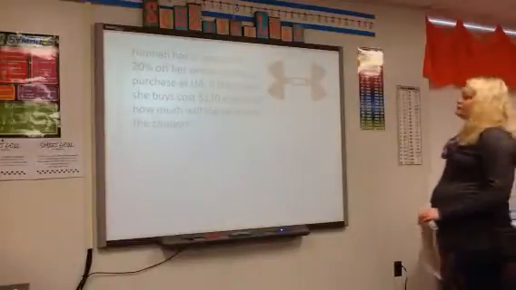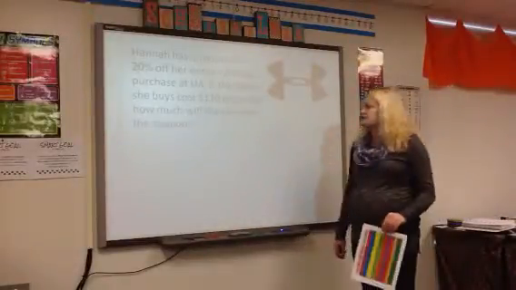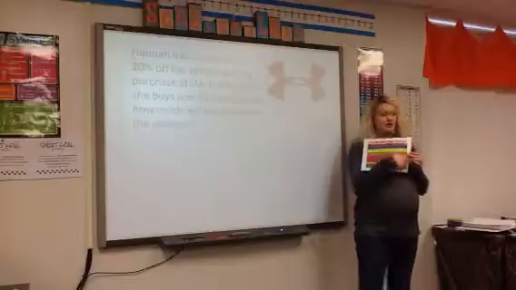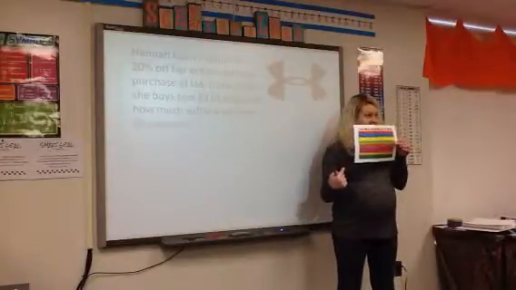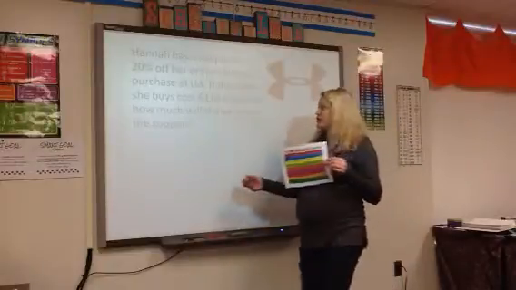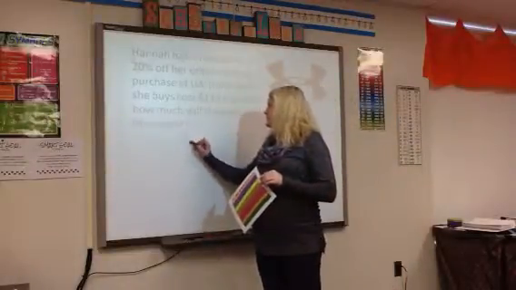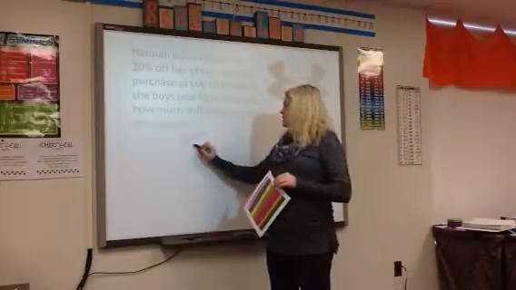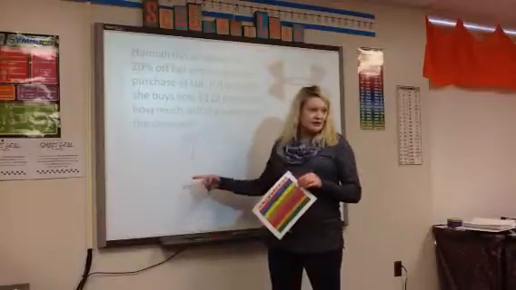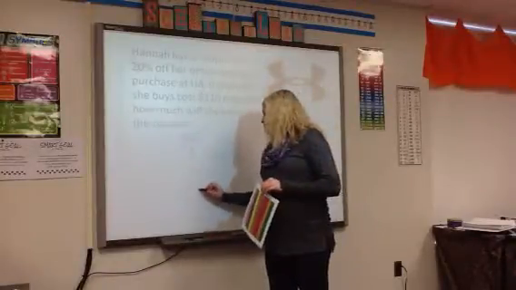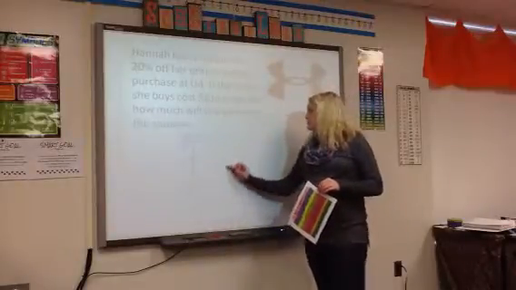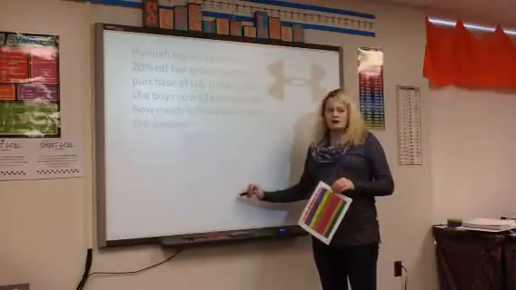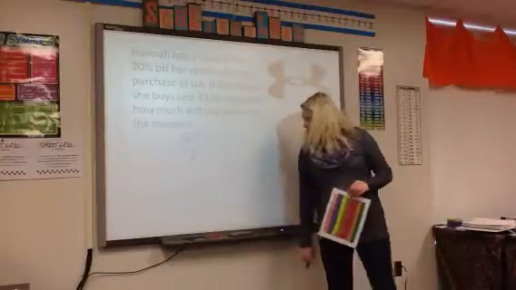Hannah has a coupon for 20% off her entire clothing purchase at Under Armour. Look at your page. Do you have 20% on here? What is it? 1/5. Okay, so I'm going to change it to 20%. Draw my little arrow down. You don't have to do that. However it works for you is fine. So I'm going to change it to 1/5 times, what was the total cost? $110 over what? 1. Good.